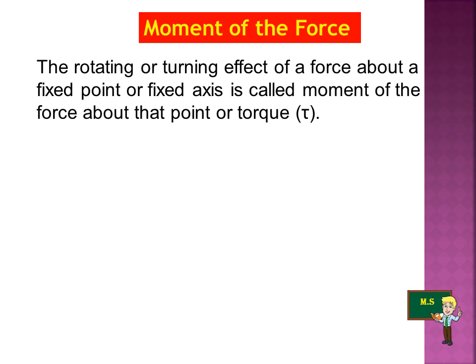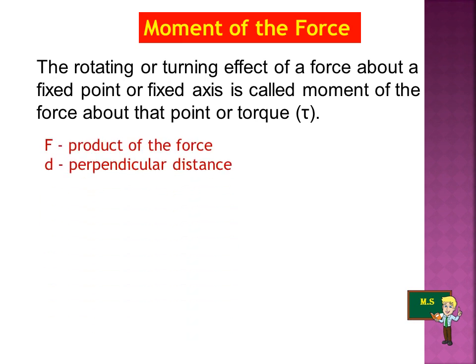The rotating or turning effect of a force about a fixed point or fixed axis is called moment of the force about that point, or torque. Here the symbol represents the torque and it is called tau, T-A-U. And the torque is measured by the product of the force and the perpendicular distance between the fixed points.